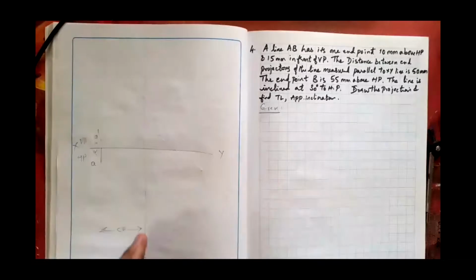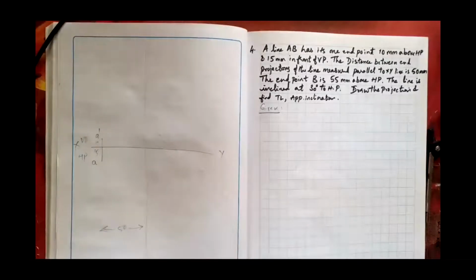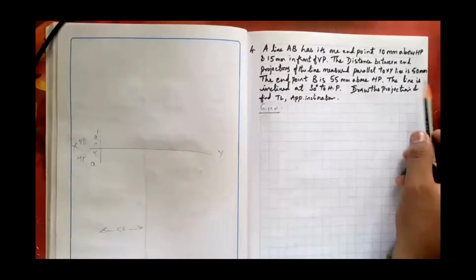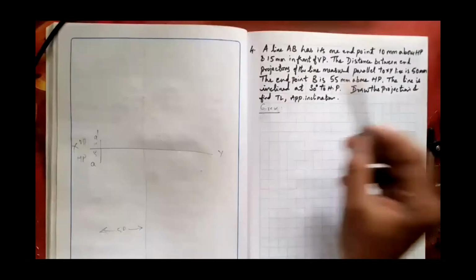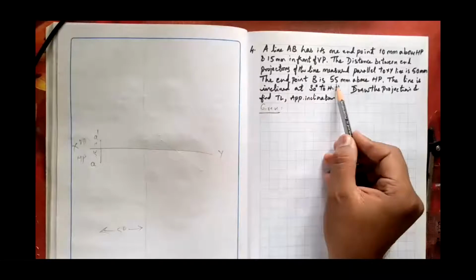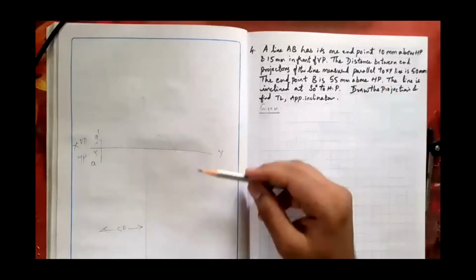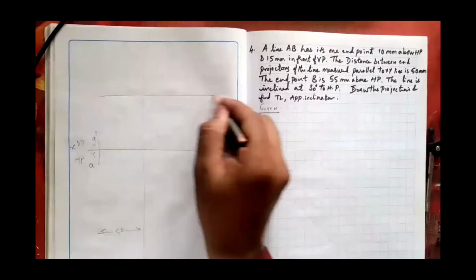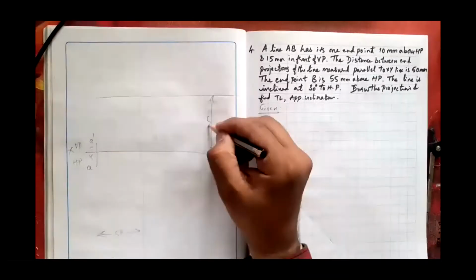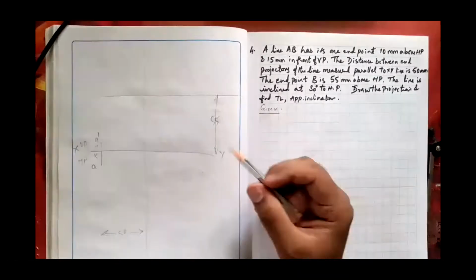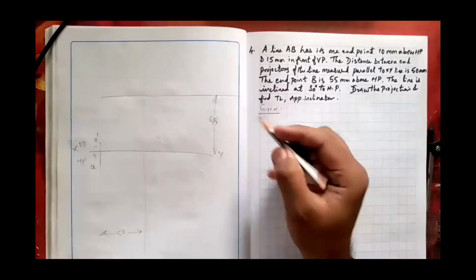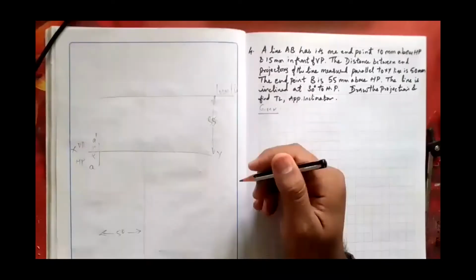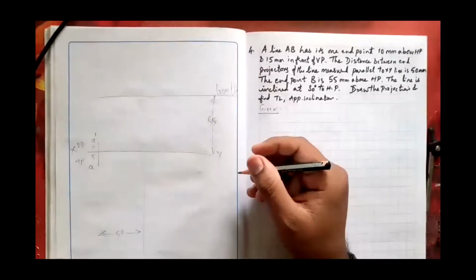Very importantly, next, what are the conditions that are given? End point B is 55 mm above HP. See, above XY line, 55 mm. Directly, I'm going to draw a line, and this is 55. Somewhere here above, at 55 mm, I have got this B, the locus of B. Got it?